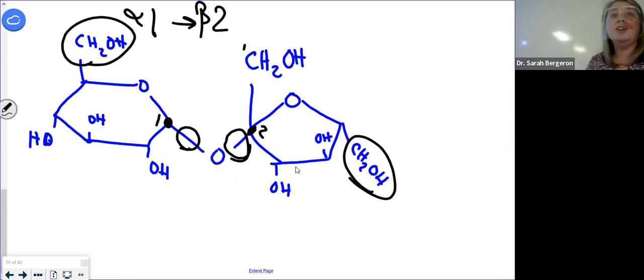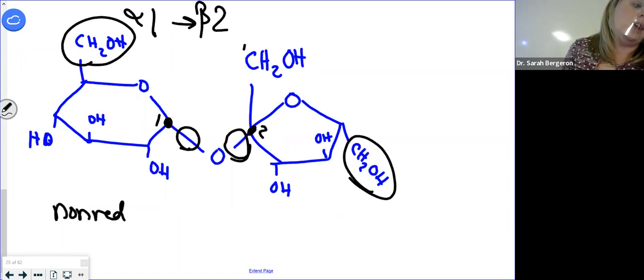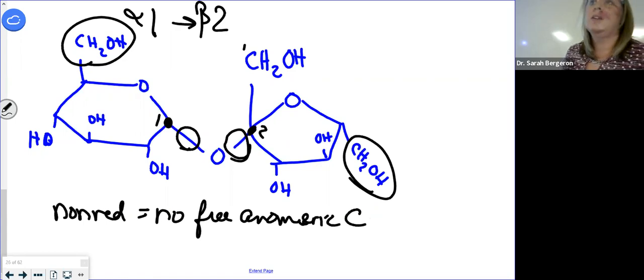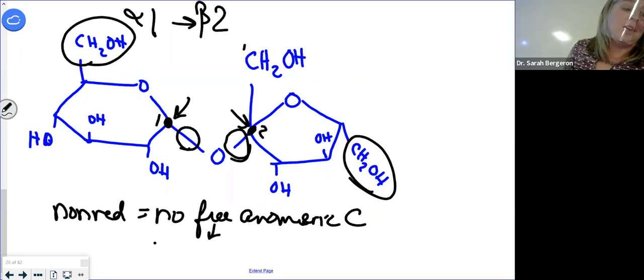If you did not have a free anomeric carbon, that's the difference between reducing and non-reducing. Non-reducing, you have no free anomeric carbons. No, this is anomeric and this is anomeric. They're both participating. Oh, I thought you meant when you did it has 4 bonds. No, free anomeric means not in the glycosidic bond. Gotcha.